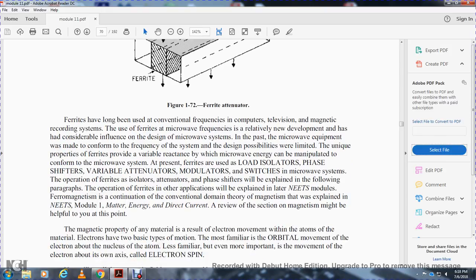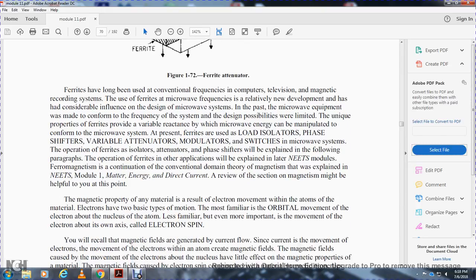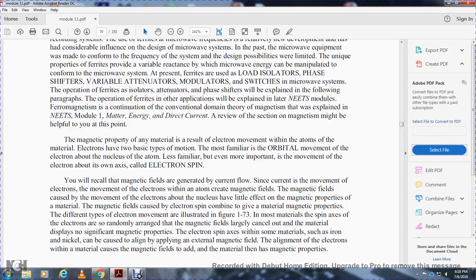The magnetic property of any material results from the electronic movement within the material. Electrons have two basic motions: the orbital movement of the electron around the nucleus of the atom, and, less familiar but even more important, the movement of the electron on its own axis, called electron spin. You will recall the magnetic fields that are generated by current, since current is the movement of electrons. The movement of the electrons within the atom generates a magnetic field.